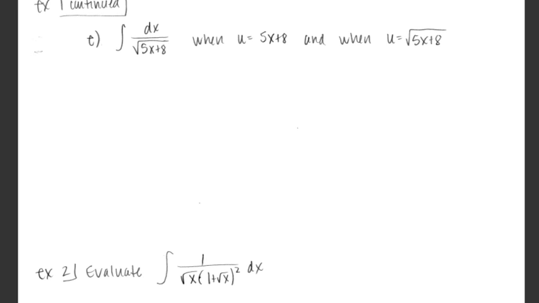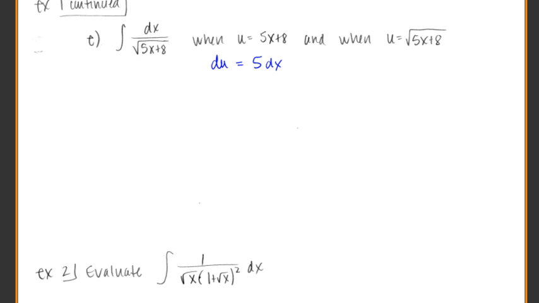We're going to do the same thing. They give us u. We want to evaluate this integral twice. Once where our u is going to be 5x plus 8, and again where u is the square root of 5x plus 8. Okay. So in the first case, then du would be 5 dx.